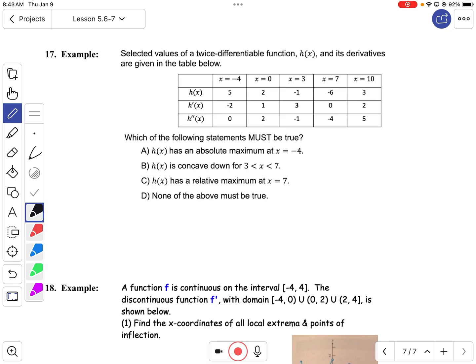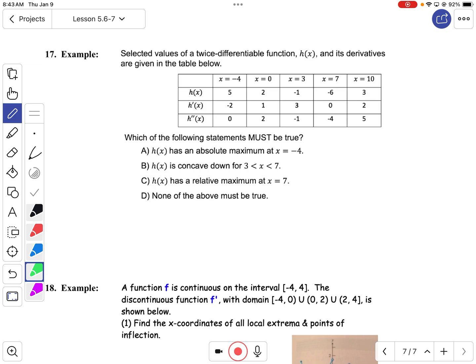All right, what do you think? C. Why do you think C? Because h prime of x is 0, h double prime of x is 3.